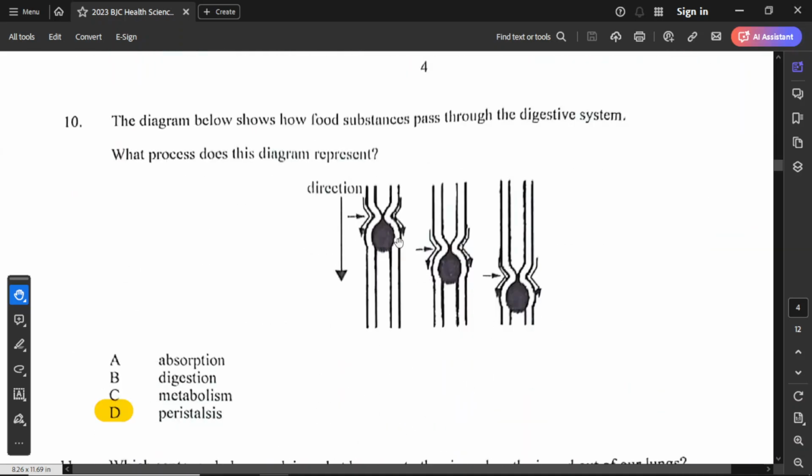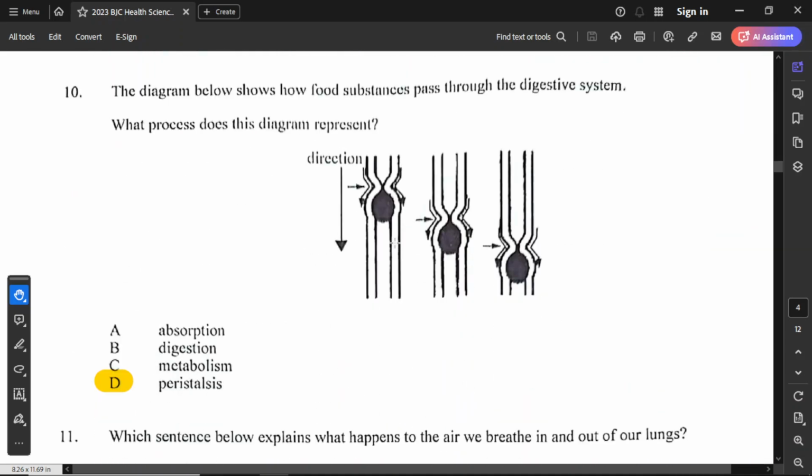For number 10, the diagram below shows how food substances pass through the digestive system. What process does this diagram represent? And this is a diagram of the esophagus. What takes place there is peristalsis. And peristalsis is when the muscles contract and relax to allow food to pass through. In fact, this ball of food is called a bolus.